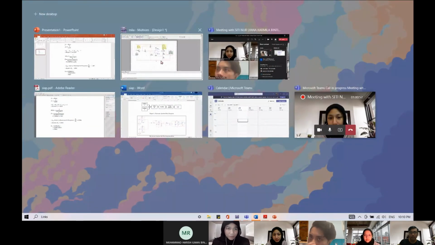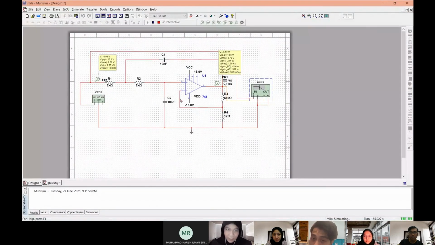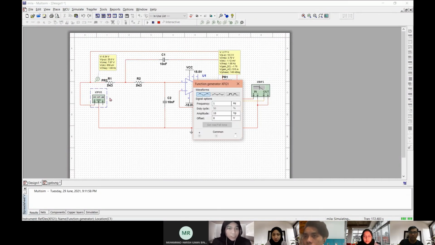Next, we move to the simulation. This is the circuit that I designed after the calculation. I use Vin equal to 10 Vpeak, and the frequency is equal to 1 hertz.